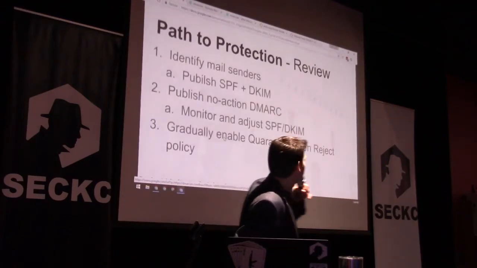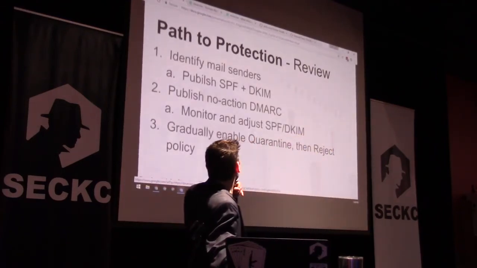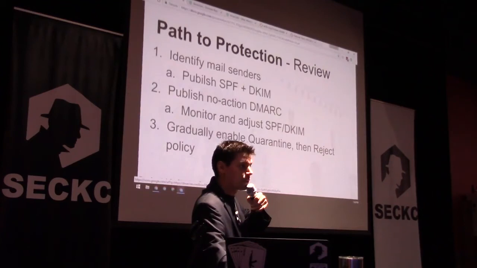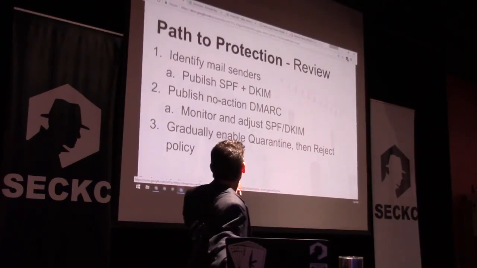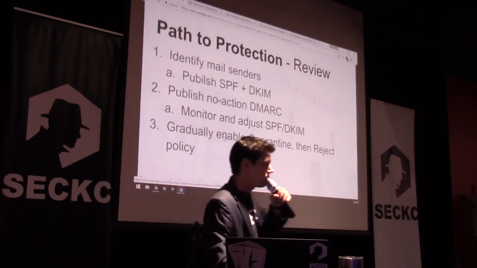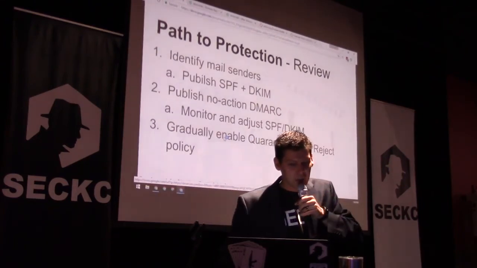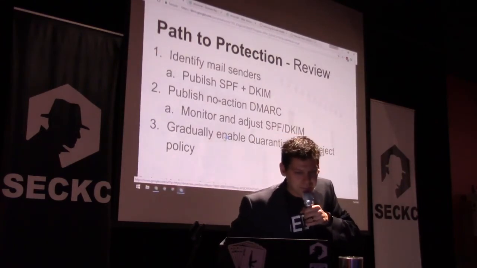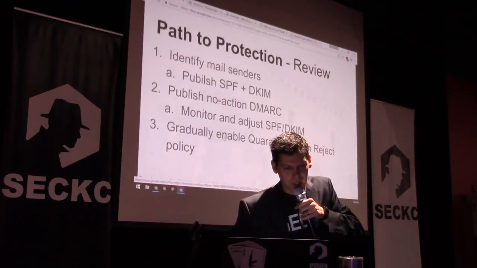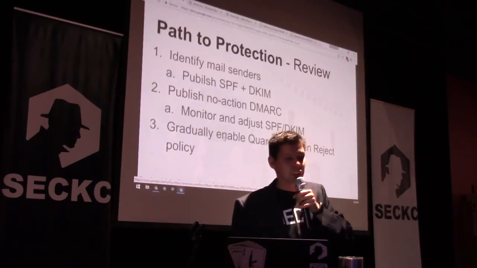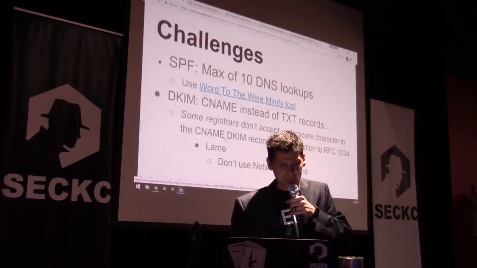Your path to protection. Let's do a quick review. What are you going to do? Step 1, identify all your senders, and you're going to build an SPF and a DKIM record for all of those. Step 2, you publish a no-action DMARC policy so that you can gather information. And then you gradually enable your quarantine and reject policies.